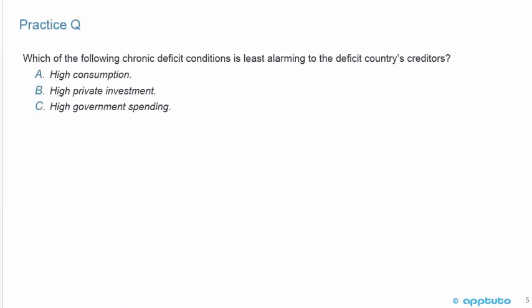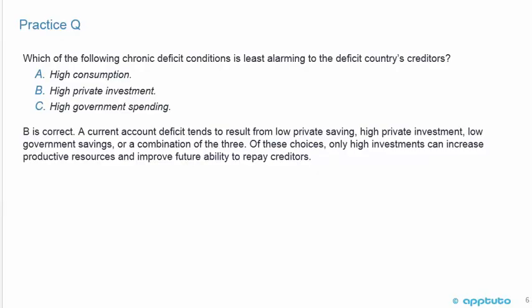And one last practice question to finish this LOS. Which of the following chronic deficit conditions is least alarming to the deficit country's creditors? A, high consumption, B, high private investment, or C, high government spending? B is correct. A current account deficit tends to result from low private savings, high private investment, low government savings, or a combination of three.